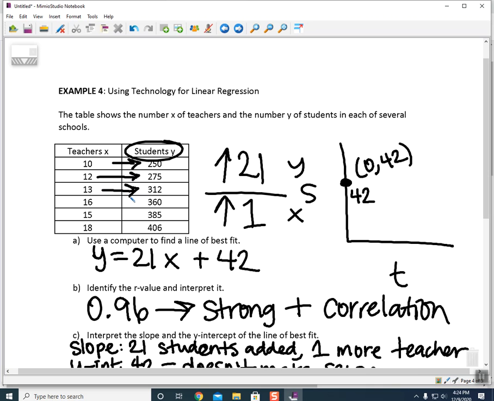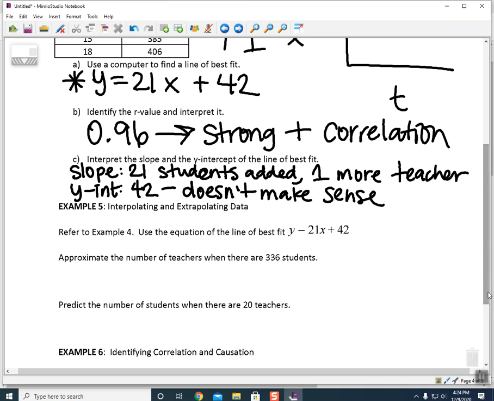So this is still our line of best fit. This does represent our data well. But the y-intercept in this case does not make sense in terms of our problem, and that's okay. Okay? So that's what we've interpreted, all those things. Okay.